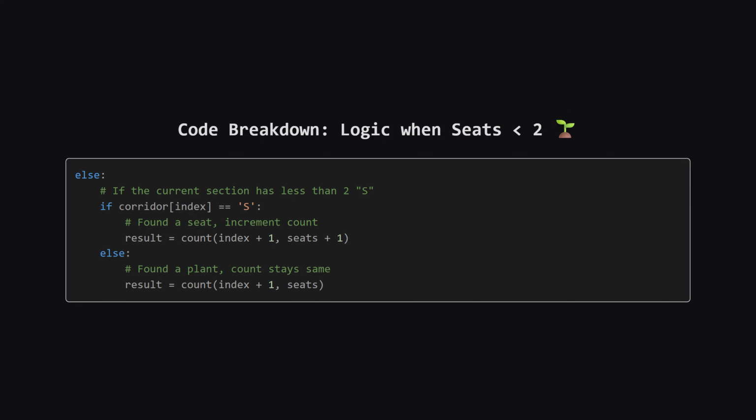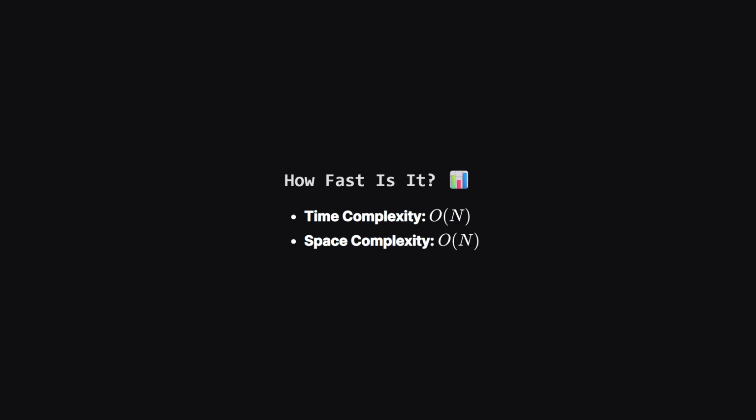Say we have 0 or 1. In this case, we don't have a choice to put a divider. We must keep extending the current section. If the current item is a seat, we move to the next index and increase our seat count. If it's a plant, we just move to the next index, and the seat count stays the same. Simple as that. So how efficient is this solution?